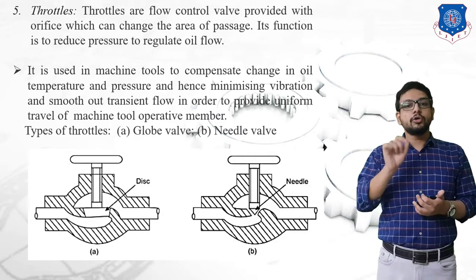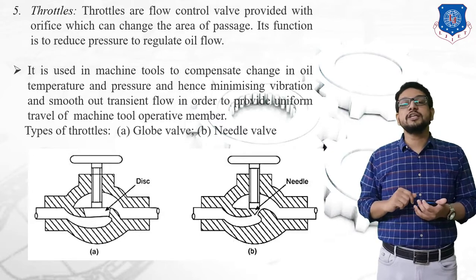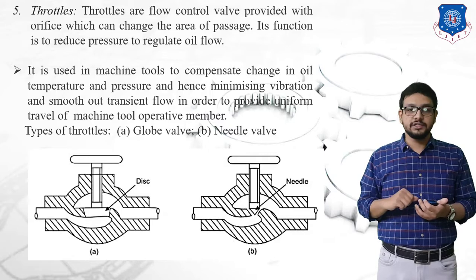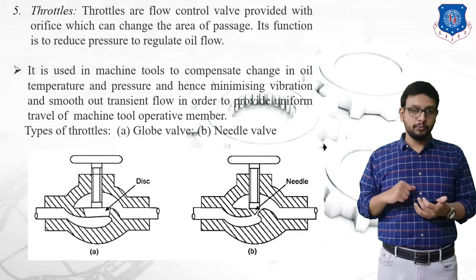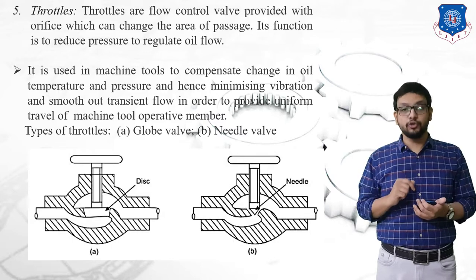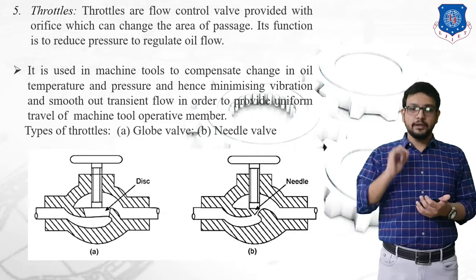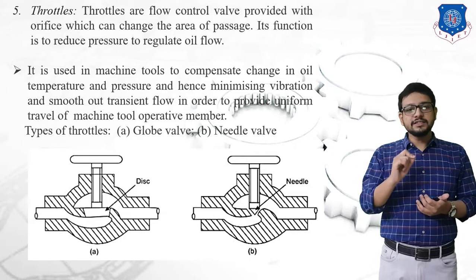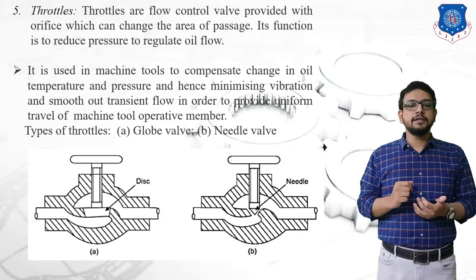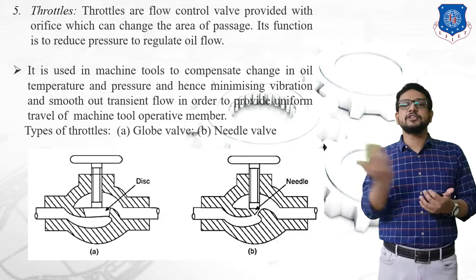Throttle valves are flow control valves provided with an orifice which can change the area of a passage. Its function is to reduce pressure and regulate oil flow. On your screen you can see two types of throttle valve shown. First is called a globe valve, second is called a needle valve. Now let us understand the construction of the first one. You can see the valve body is represented by hatching lines, that is, a sectional view is shown.